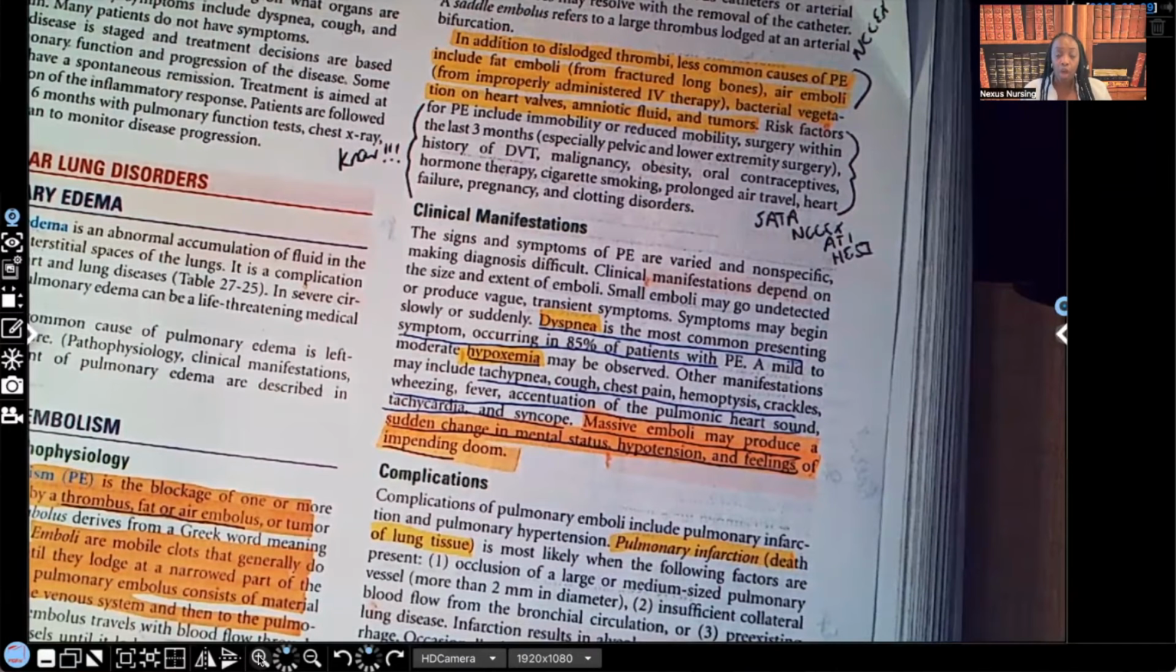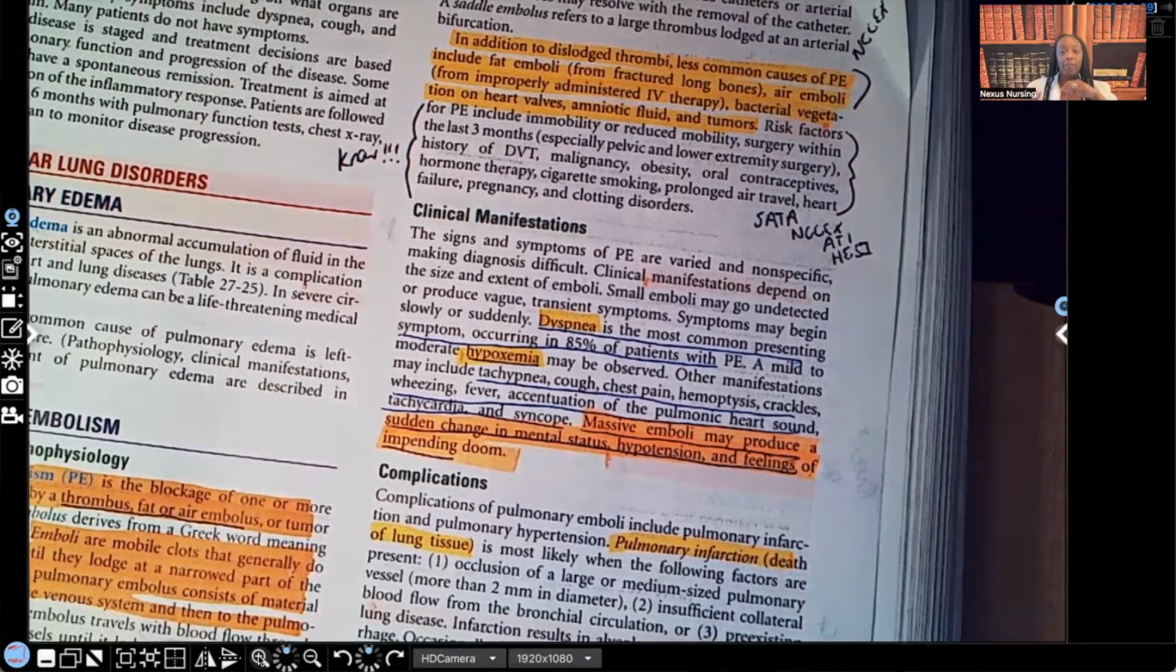Fat emboli, because all those fat globules, did I say that right? Globules or I think it's globules. Somebody tell me in the comment section. I don't remember. But anyway, those fat, guess what? Once that long bone breaks, now it's free. It's circulating in the bloodstream.